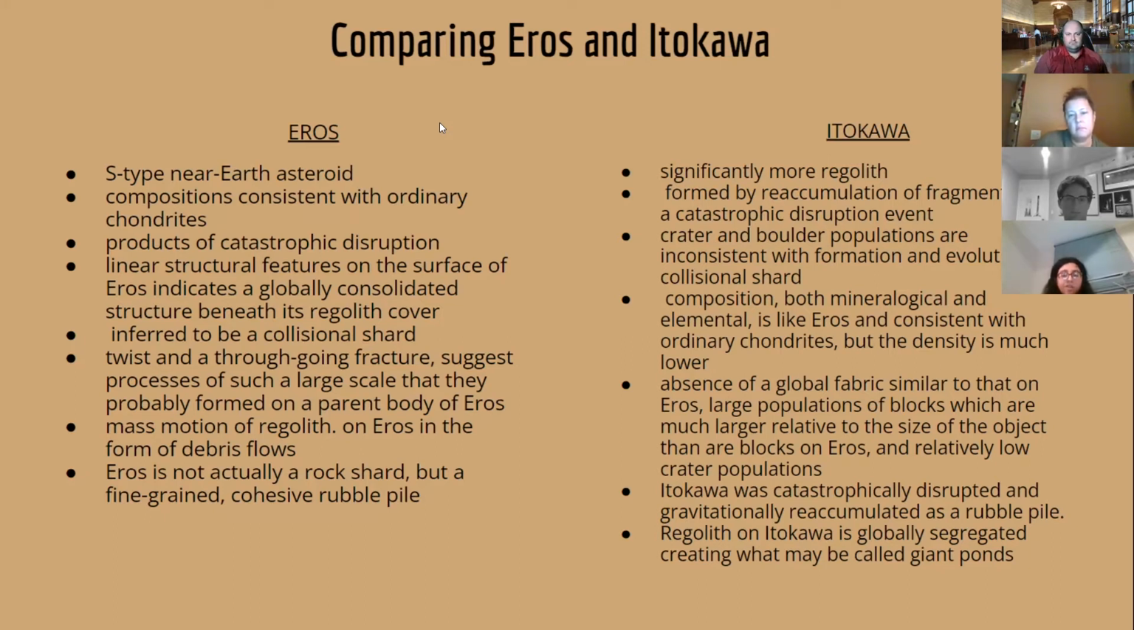And there's a very large population of blocks, which are much larger relative to blocks that could have possibly been found on Eros. And Itokawa has a lower crater population. Regolith is the main thing that we usually look at when understanding surface processes. On Itokawa, it's very globally segregated, and certain scientists believe that there could be giant ponds, whereas on Eros, it's very fine-grained, put together, and smooth, with a lot more surface processes and features that make it a bit more complex.